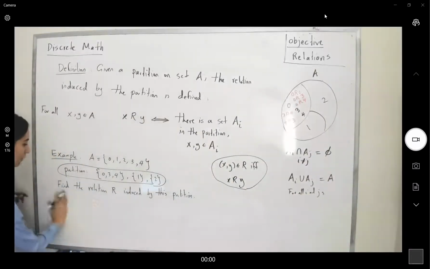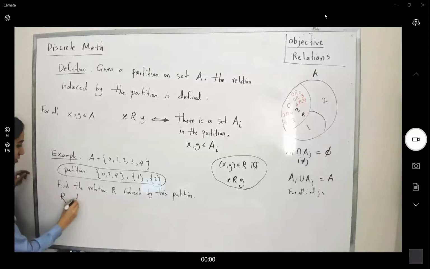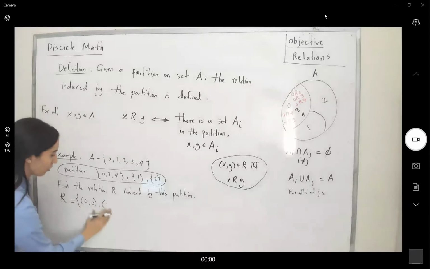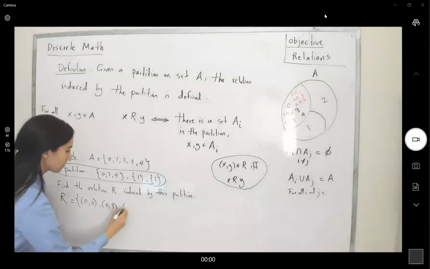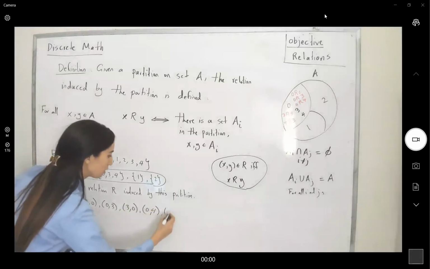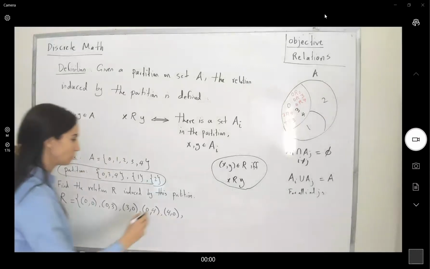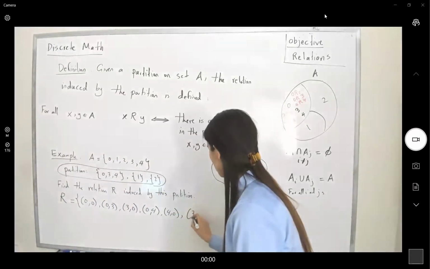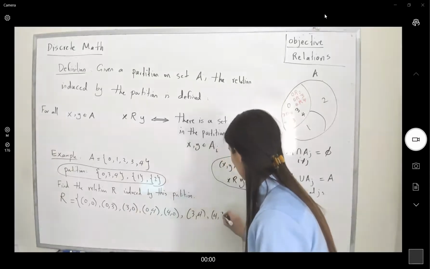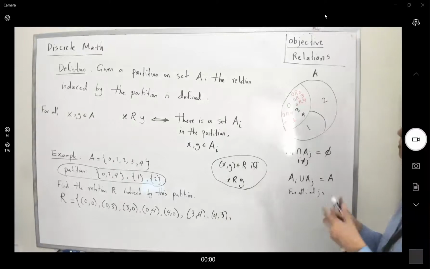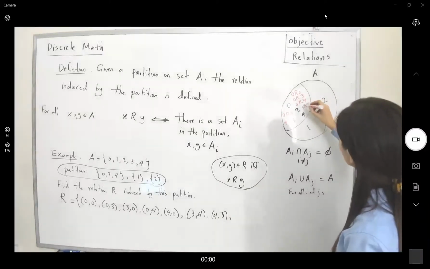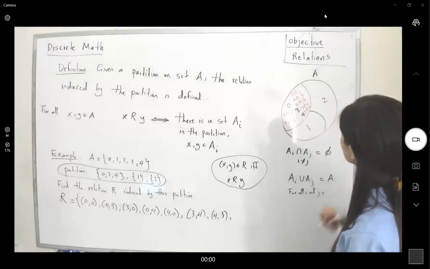So far, we have R equals 0 and 0, let me write the whole thing, 0 and 3, 3 and 0, 0 and 4, 4 and 0, 3 and 4, 4 and 3. So here you have 3 and 0, and here you have 4 and 0.